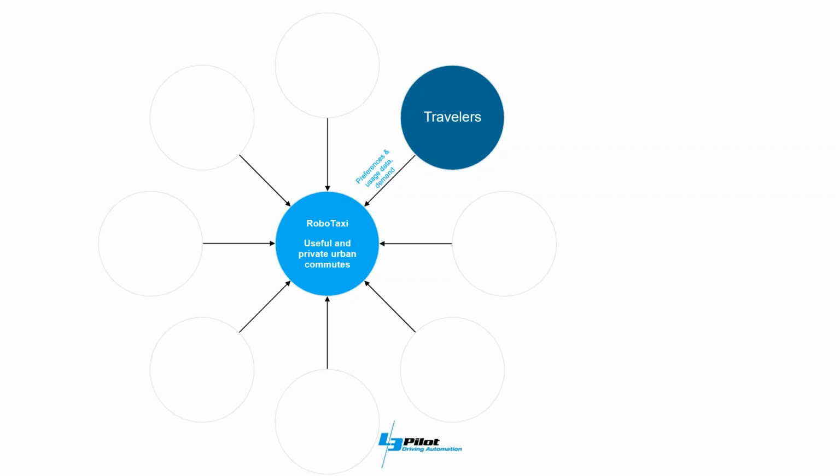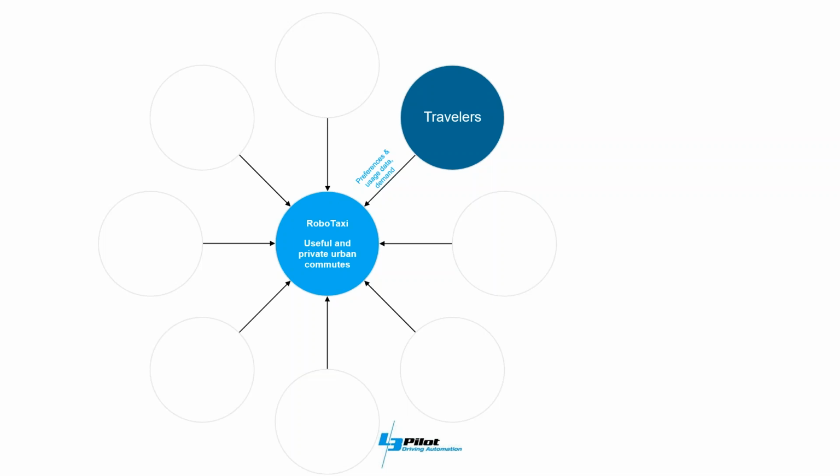So the first one, and of course the most central one, is the traveler. The traveler is creating the demand, driving the demand for this business model, by providing, of course, demand, also by providing preferences and usage data, which can be used to develop the business model. And the traveler in exchange gets useful and private commutes.